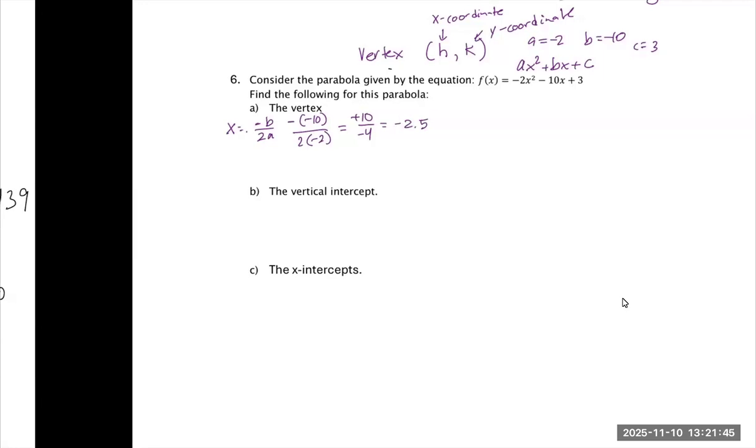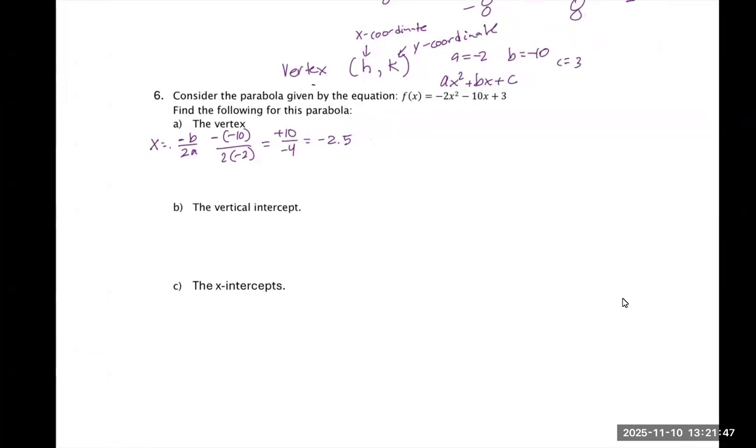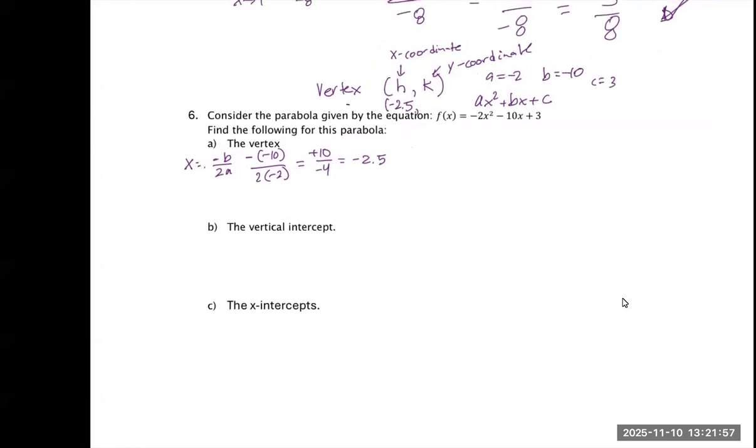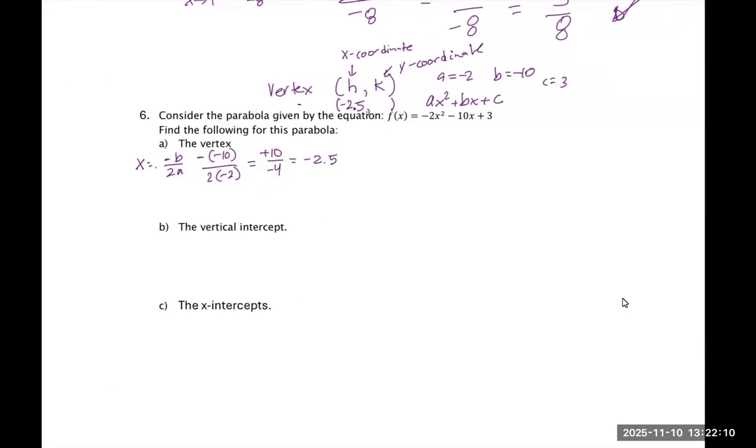Okay, that's the first part. Okay, then the next part. So we now have this x coordinate of the vertex, also known as the h. It's -2.5. Now, how are we going to go about getting the y coordinate of the vertex? Well, you guessed it. We will plug the x value into the function.